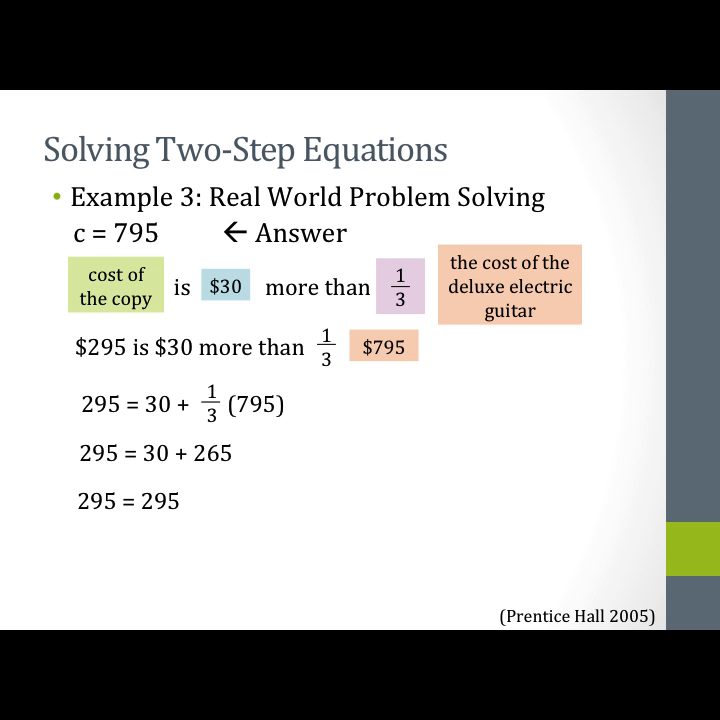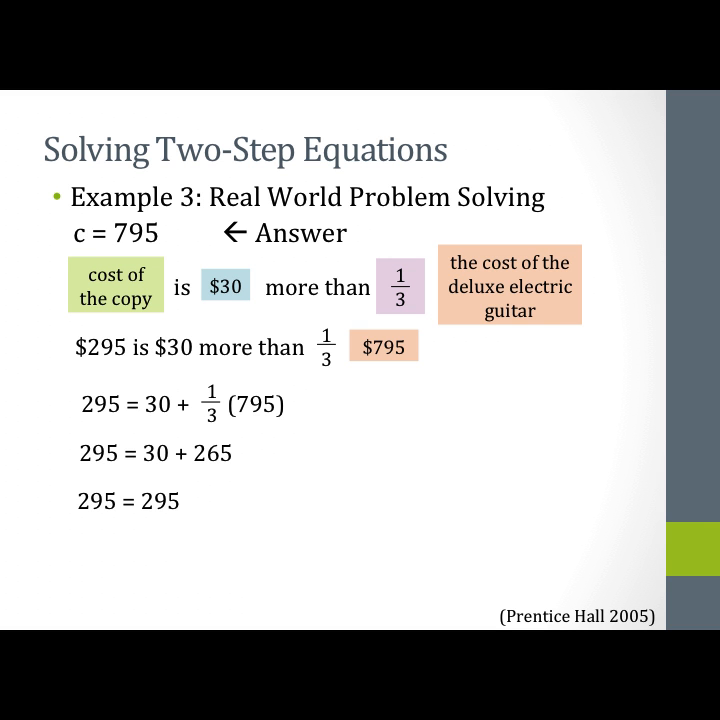Now, that's a pretty big number. Does this make sense to everyone? Well, let's check. We have our answer: we found C equals 795. And remember, C is the cost of the deluxe electric guitar. If we plug this value into our equation, we have $295 is $30 more than 1/3 of, now that we know what C is, $795. So we have 295 equals 30 plus 1/3 of 795.